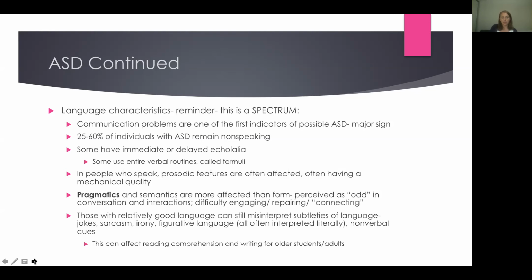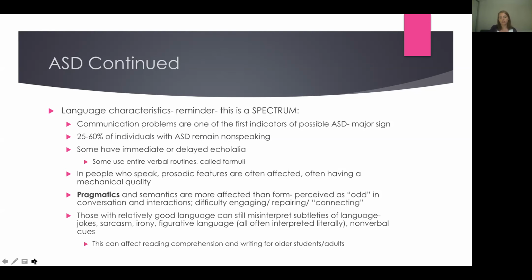Even for people with ASD, if they have relatively good language, the subtlety of language is often hard for them. It's really hard for them to pick up on jokes or sarcasm or irony. That higher level and figurative language is often interpreted literally. So I said to a student in a classroom who's very, very verbal, I'm just gonna steal you for a minute, because I wanted the student to come with me into the hallway. And she just looked at me and said, well, how are you going to do that? Because she thought I actually meant stealing, not just taking her with me.